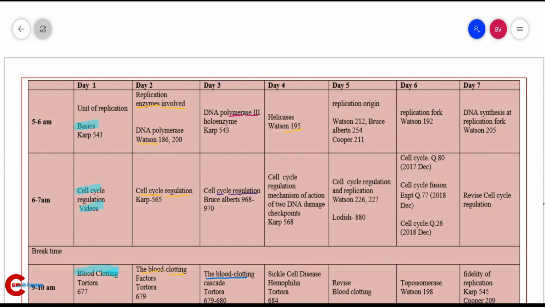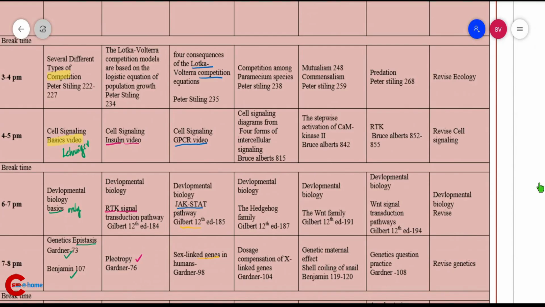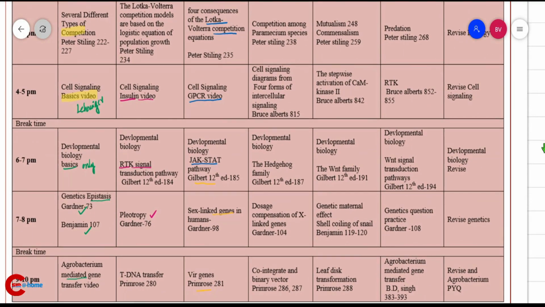Then December 4, we can study 5 to 6 a.m., helicases. Then 6 to 7 a.m., cell cycle regulation, mechanism of action of 2 DNA damage checkpoints, Karp. Then 9 to 10 a.m., sickle cell disease, hemophilia. 10 to 12 p.m., C3 cycle. Then 12 to 1 p.m., enzymology previous year questions video. Just watch it.